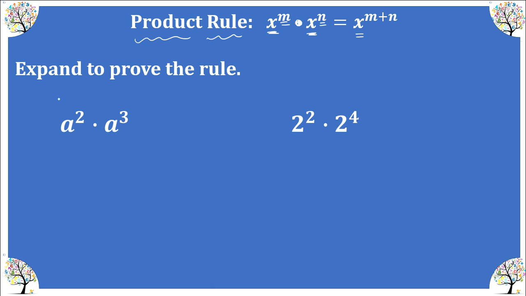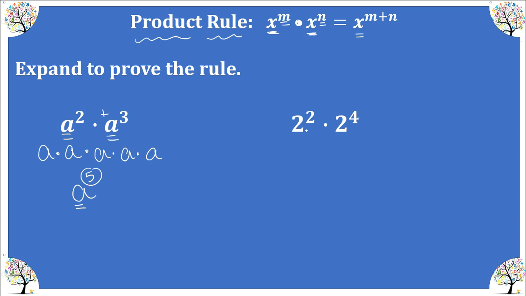Let's prove the rule by expanding each expression. So we have a squared times a to the third. We have two factors with the same base, so we can really put this together as one. But let's expand a squared into what's really going on. A times a times, then we have three a's being multiplied. Now we can regroup this, rewrite this as a to the fifth. So we went from two factors to one factor. That is simplifying. 2 plus 3 is 5.